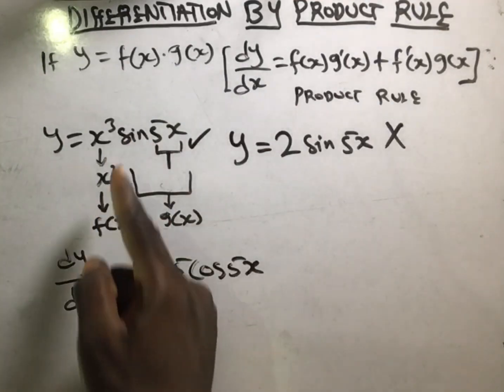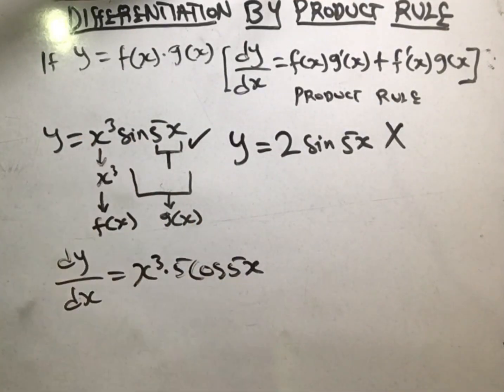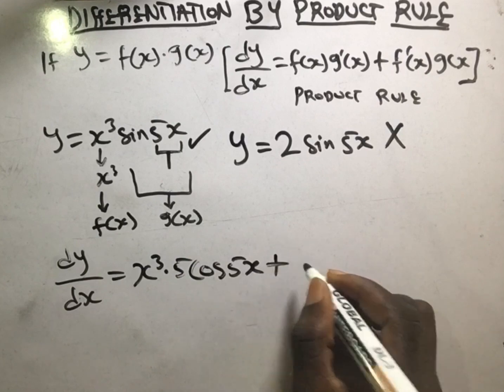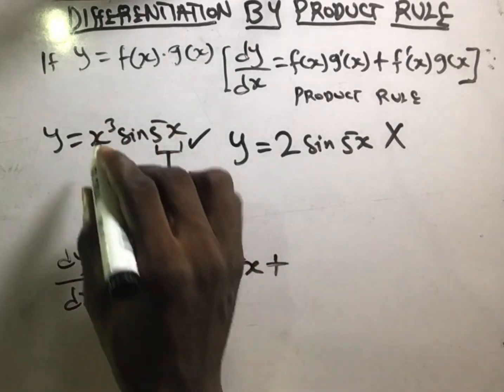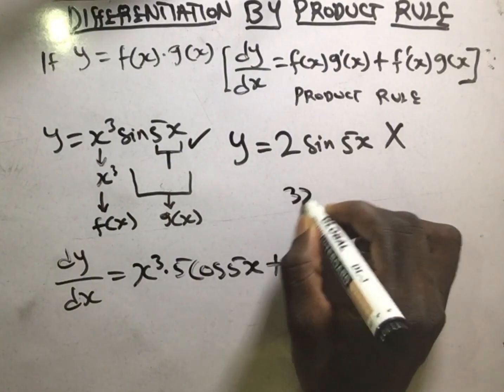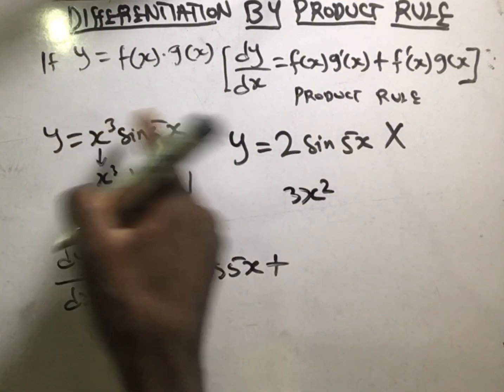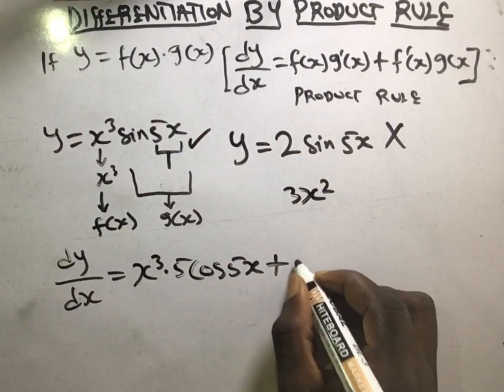So what we're going to do now is bring this one down and differentiate the first term. So what do we do now? Differentiate the first term. Differentiating this will give us 3x squared: 3 comes down, 3 minus 1, and it gives us 3x squared.